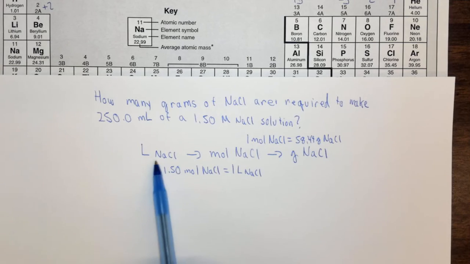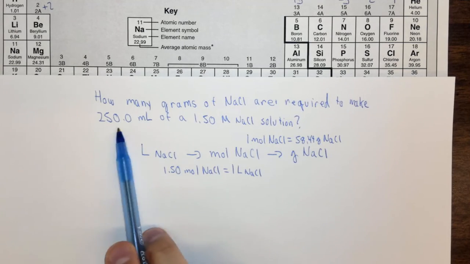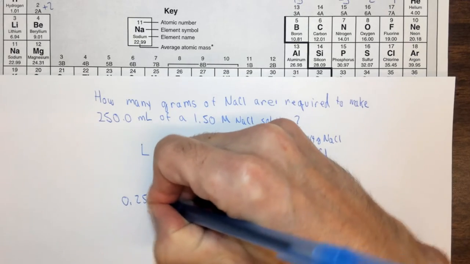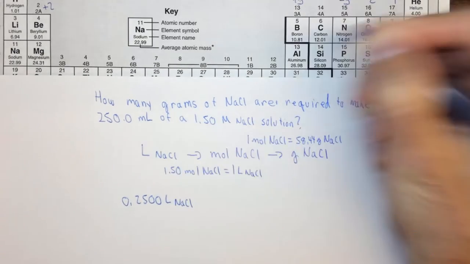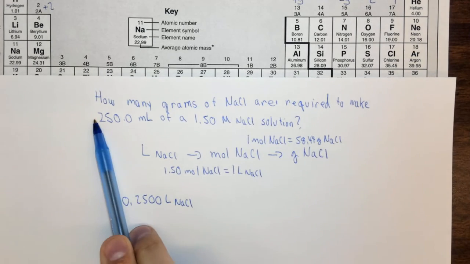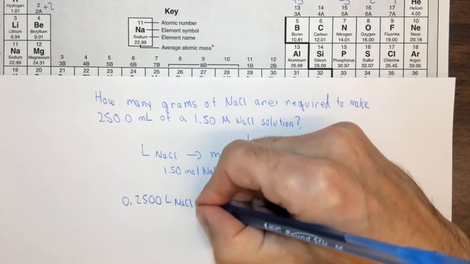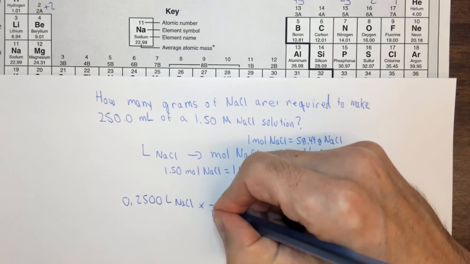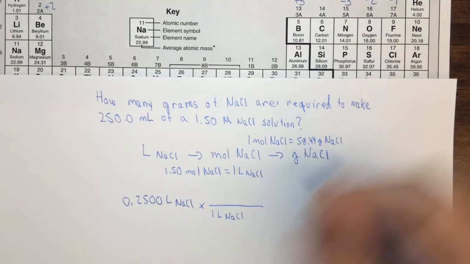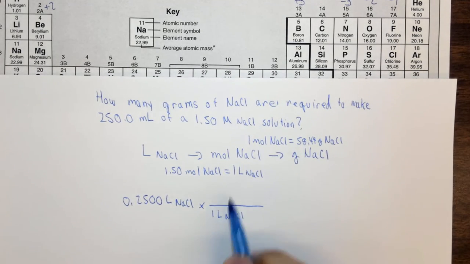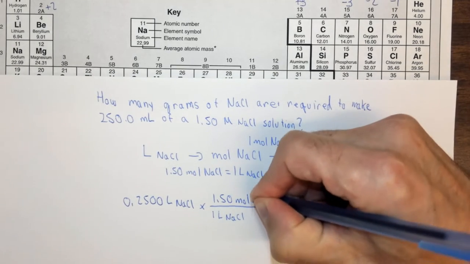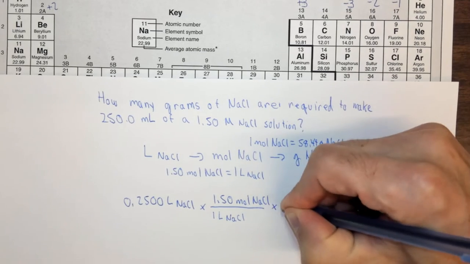Remember, we need liters of NaCl. You've got to get used to converting the milliliters to liters, as I've said a few times. So we're going to take 0.2500 liters of NaCl. Remember, you simply move the decimal place 3 times or divide by 1,000. Times, now we need to go from liters to moles. Well, what do we want on the bottom? In this case, we want the 1 liter of NaCl on the bottom because we want liters of NaCl to cancel out. On top, we want 1.50 moles of NaCl.